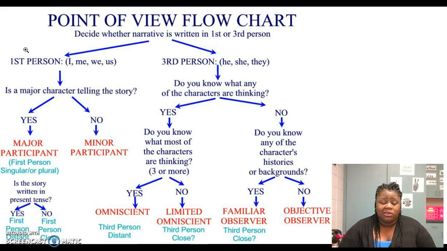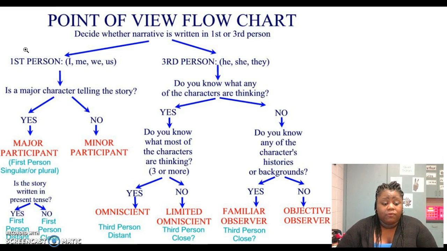As you guys can see on the screen, there's a point of view flow chart. You guys might want to copy that down because you may see that later on a test. All right, the next type of point of view, the major type of point of view we're going to talk about, is third person. Third person point of view is broken down into about 3 different types of point of view. We have the third person objective, we have the third person limited, and third person omniscient.